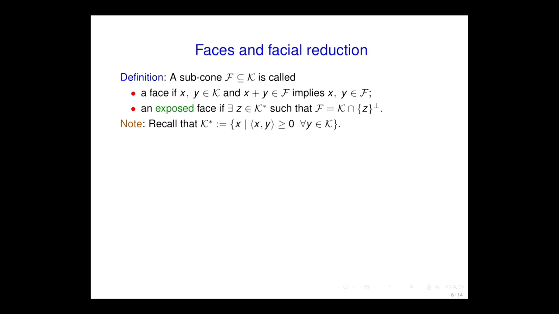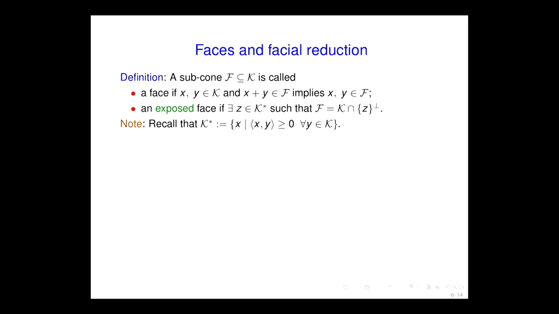Now, an exposed face is a subcone that is obtained by intersecting a closed convex cone with some z perp. Now, what's z perp? z perp is just all those x such that x is orthogonal to the given vector z. And the z does not come arbitrarily. It comes from an object called the dual cone. Now, what does that mean? Let's not be too unrigorous.